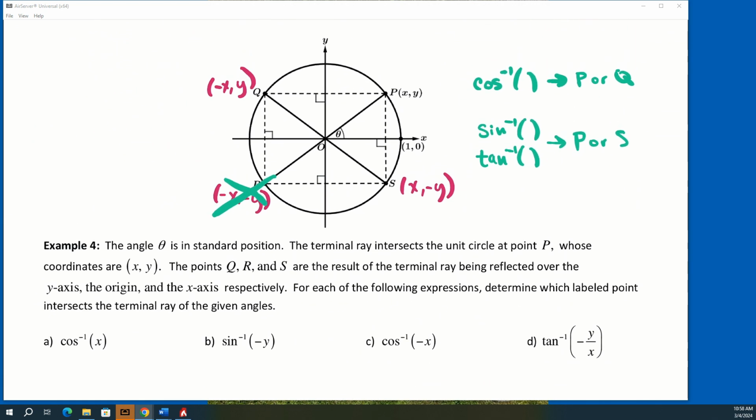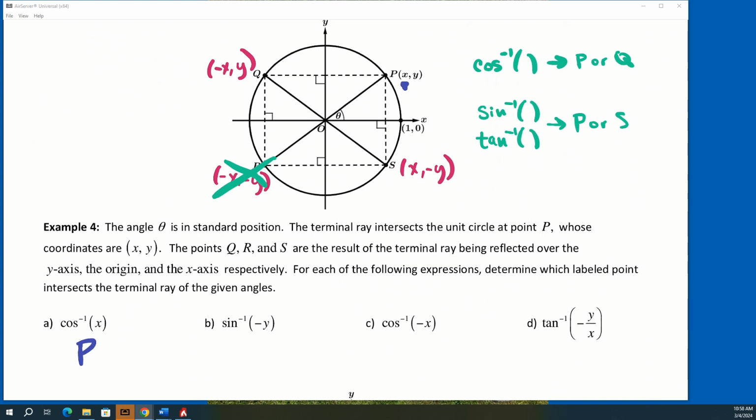All right. So on A, we want to know which point is going to be used whenever we are doing the arc cosine of x. So what we do is we just look and see which point the x is positive, so that's going to be point P. Oh, wait. Sorry, I'm looking at the wrong one. Then for B, the arc sine of negative y. So we just look to see which point has the negative y. That's going to be S. Good. All right, so you guys try C and D on your own. D might be a little tricky.